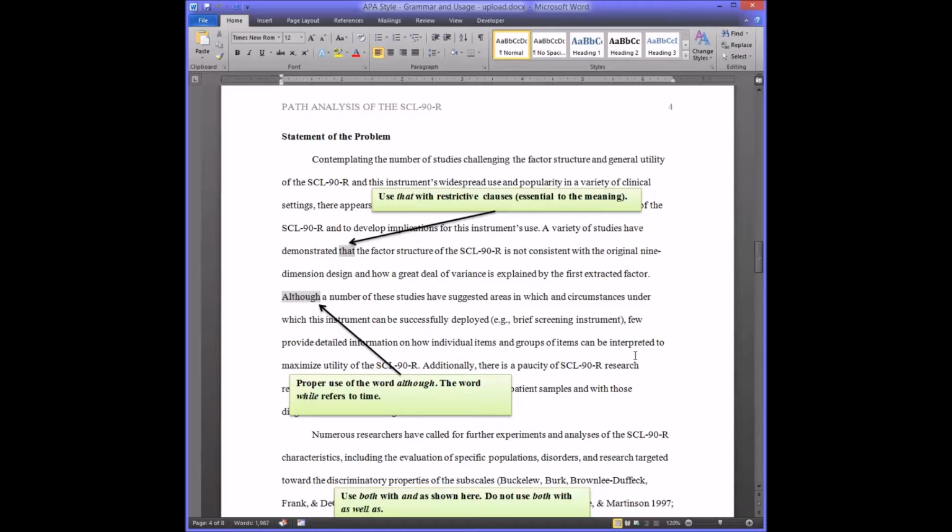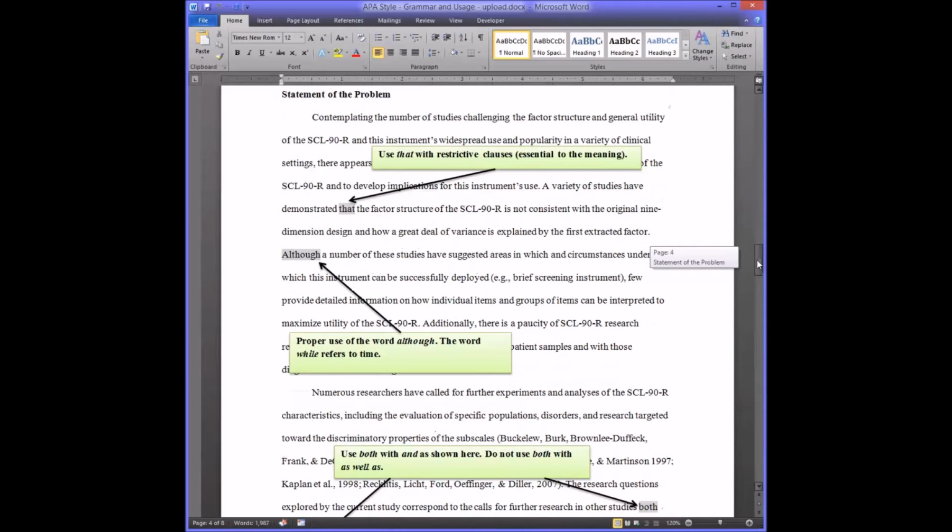I'll be reviewing grammar and usage as it is presented in the publication manual of the American Psychological Association. So let's take a look at this manuscript, and we'll start with this section, statement of the problem. And I have key points highlighted that I want to talk about that are germane to grammar and usage.